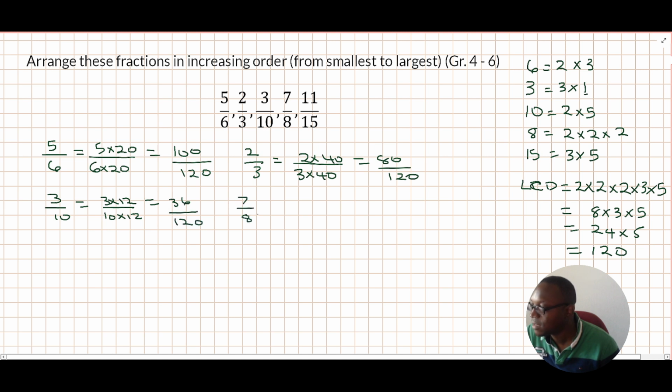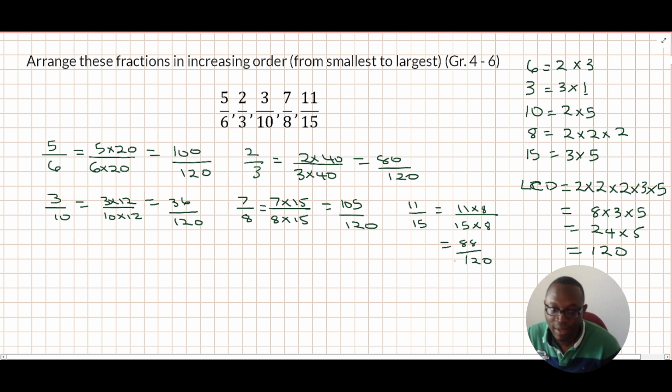7 over 8. I'm going to multiply 8 by 15 to get to 120, and then multiply 7 also by 15. And I have 105 over 120. And then 11 over 15, I'm going to multiply 15 by 8, and then also 11 by 8. And this will give me 88 over 120.